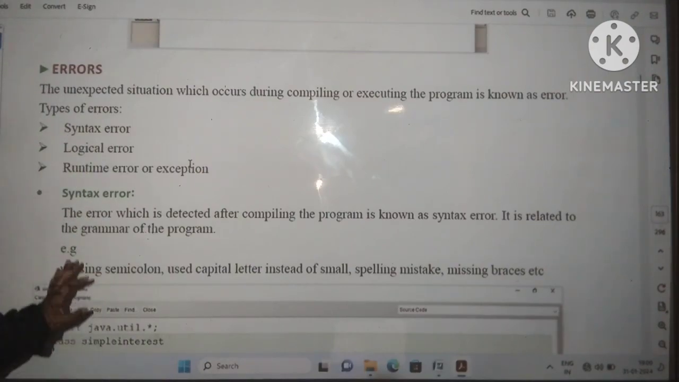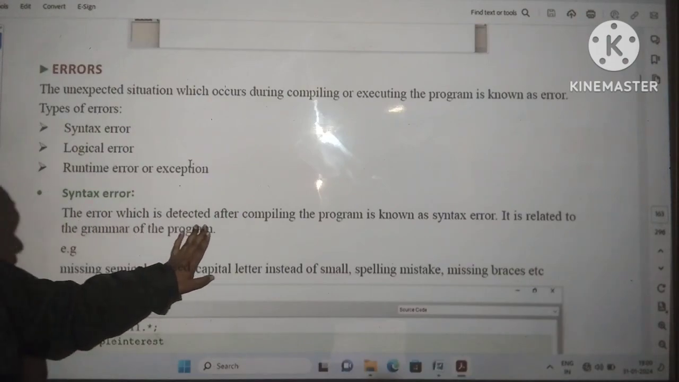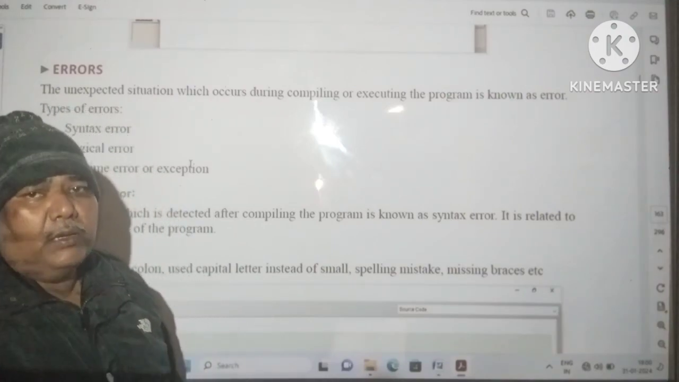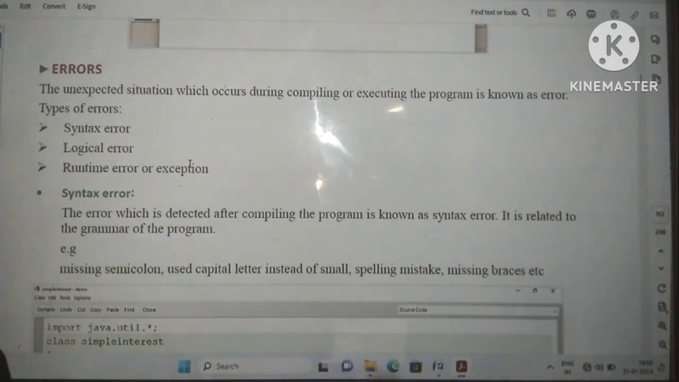So what do we mean by syntax error? The error which is detected after compiling the program is known as syntax error. Means when you compile, then the compiler will detect the error. It is related to the grammar of the program.